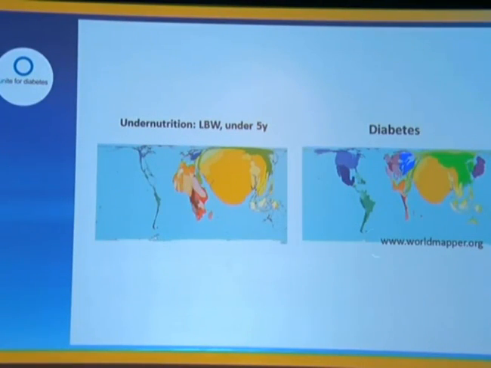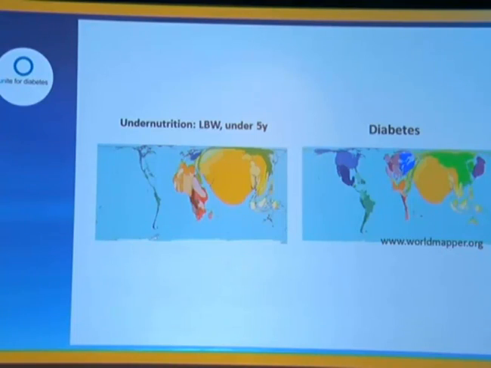These are the maps from the famous World Mapper site. And as we know, in these maps, which are also called cartograms, the size of the country depends on the burden of that condition in that country. So if you look at the world map of diabetes, India and of course China are the two fattest countries.